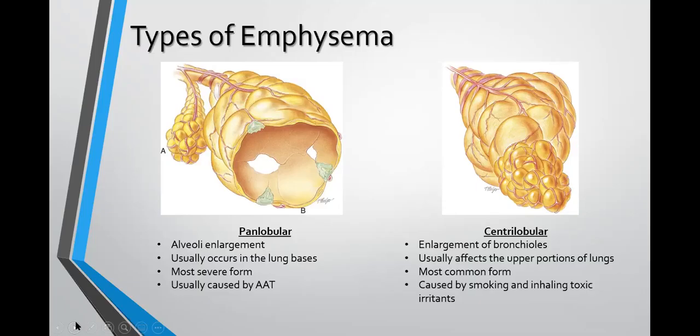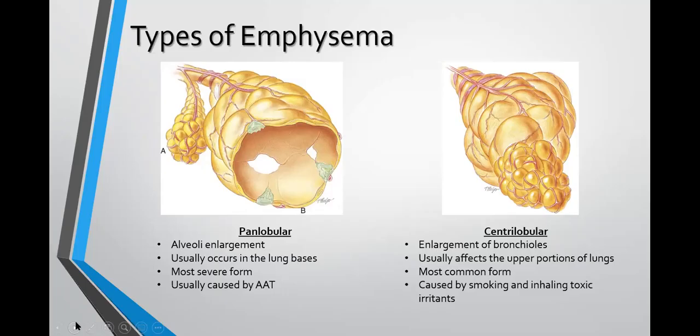Panlobar. Okay. The second type is centrilobar. Centrilobar emphysema is enlargement of the bronchioles. Okay, and that usually affects the upper portion of the lungs. That's the most common form, centrilobar. That's the most common one, right? And it's caused by smoking or inhaling toxic irritants. So people who get emphysema from smoking, they get the centrilobar type, okay? People who get emphysema from birth get the panlobar type.